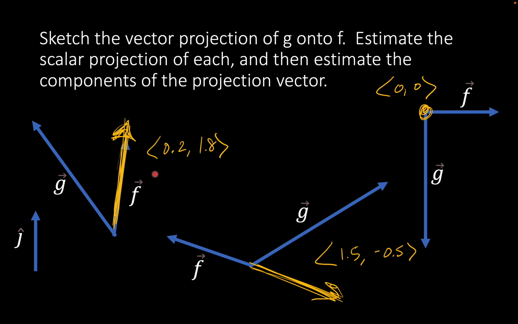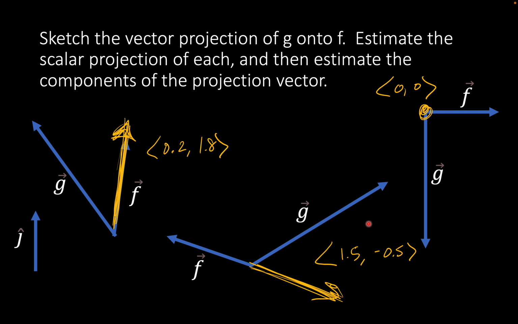So here are the pictures. Keep in mind that if we are doing projection of G onto F, we are casting shadow of G on F, so the projection has the same direction as F, or opposite in case of negative scalar projection. So here is my projection using this for scale as 1. Approximately 0.2, 1.8 would be the components of that projection. Plus or minus 1 or 2/10 of a unit would be perfectly fine. We are just learning to interpret the images, so accuracy isn't the greatest goal here.